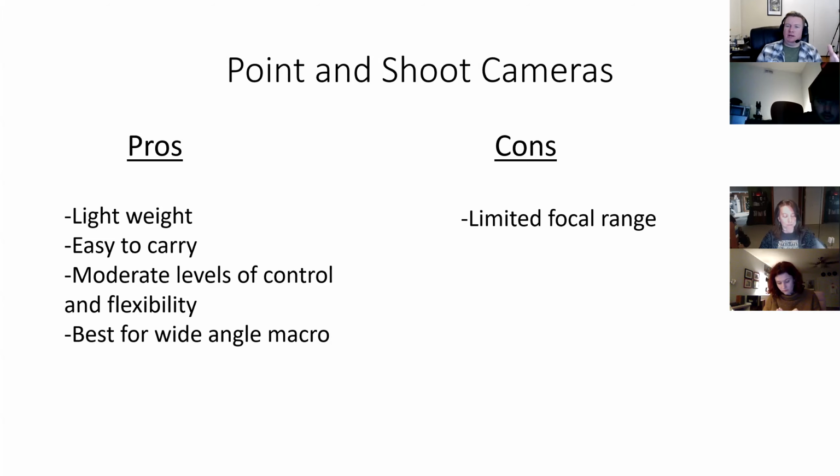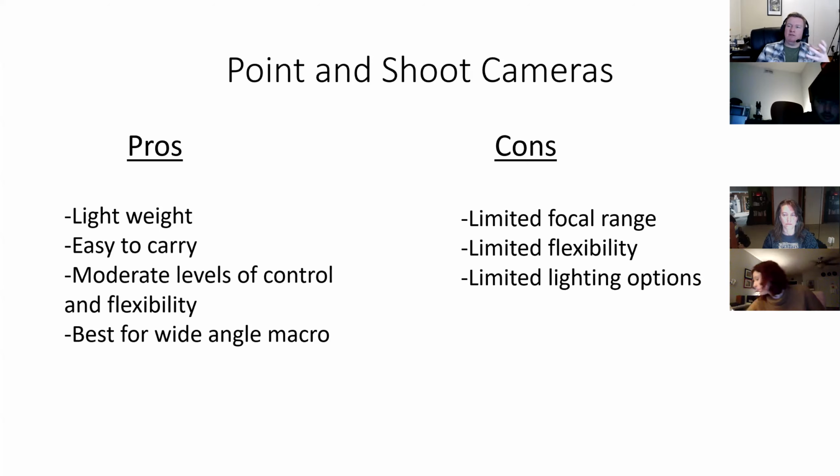You do have usually a limited focal range, and because usually the lenses are built into the actual camera, you can't change them or swap them. There's limited flexibility in terms of add-ons you can put on, magnifiers or diopters. Some are compatible with that, or filters, things like that. You do have limited lighting options, but at least with a point and shoot, sometimes your flash is moved up in such a way where you can use it and diffuse it and make it look pleasing.